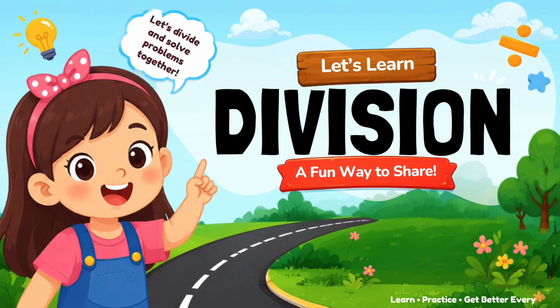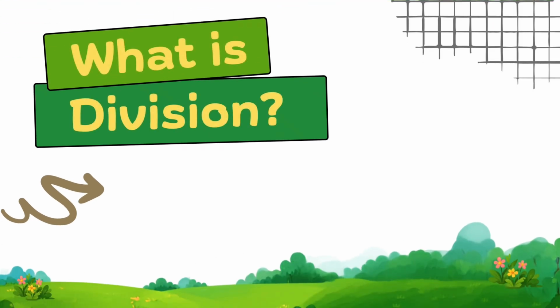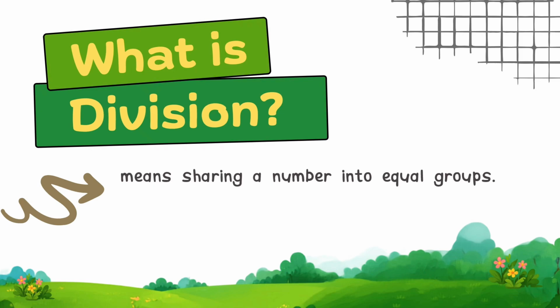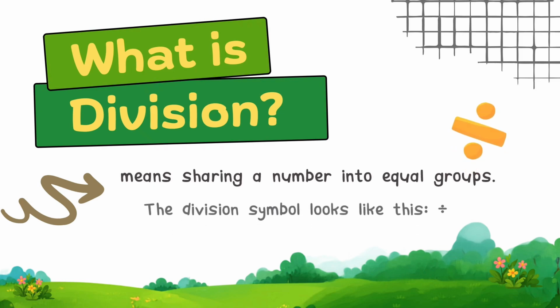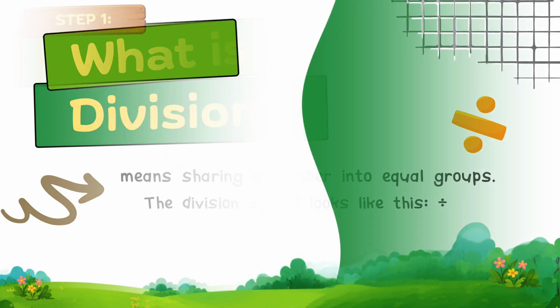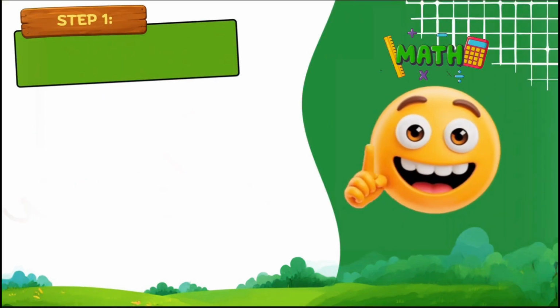Are you ready? First, let's find out what division means. Division means sharing a number into equal groups. The division symbol looks like this. Here are the easy steps in division.